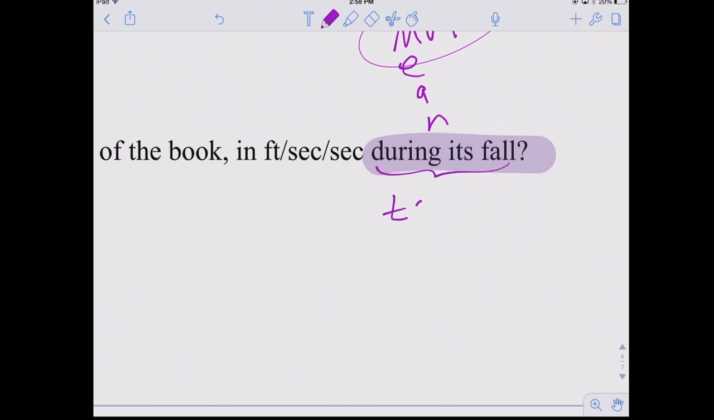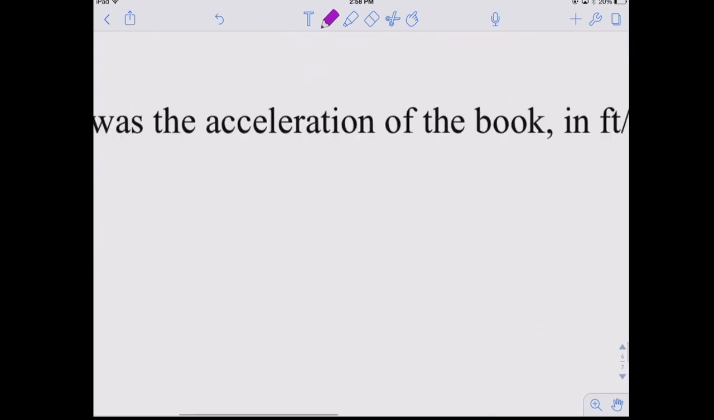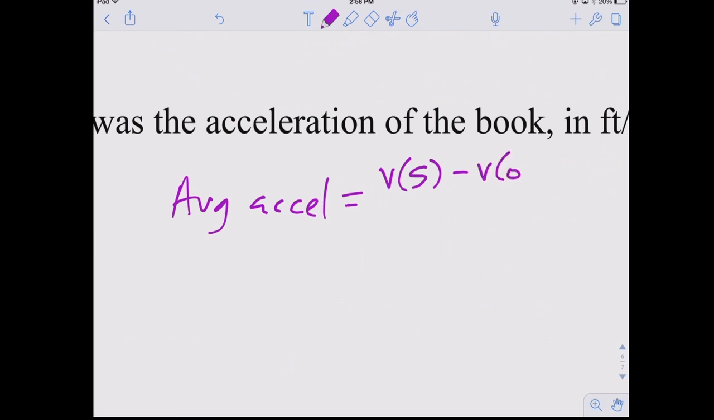During its fall. Isn't that during the whole interval from 0 to 5? That should be the average now. Average acceleration doesn't require calculus. Average acceleration is just going to be the change in the velocities over the change in time. So your final velocity minus your initial velocity all over the change in time.